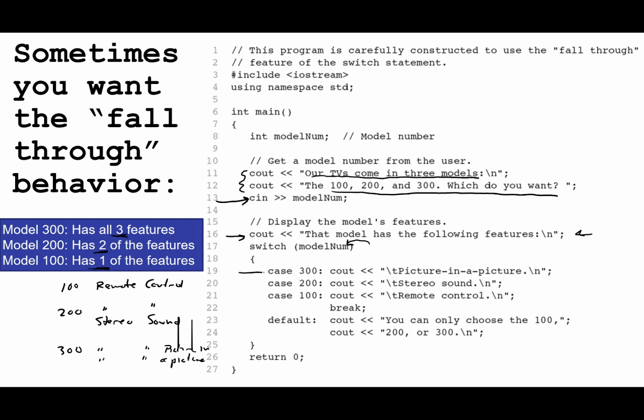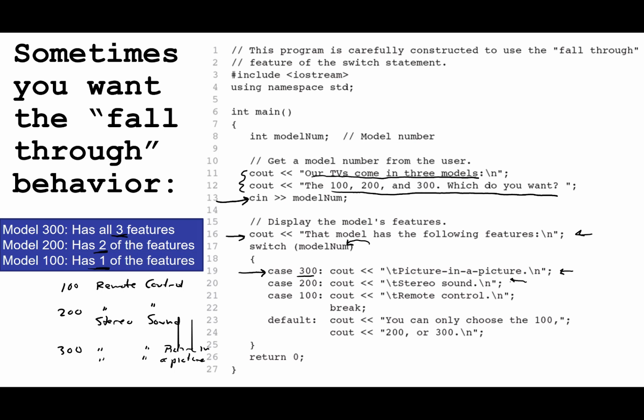So if they had entered 300, this is going to go to this case 300. It's going to print out picture in a picture. But this is where it gets a little bit different from the last switch statement we looked at. We don't have a break here. So what's going to happen is this is going to do what's called fall through behavior, and it's going to fall through all of the cases until it reaches a break or it reaches the end of the switch statement.